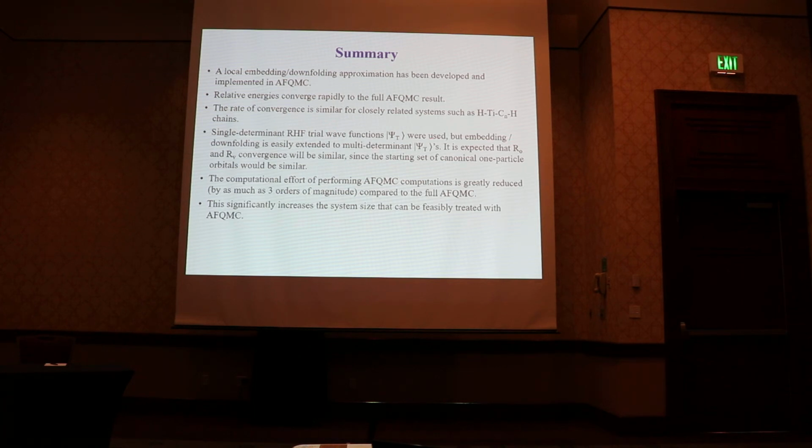It's very straightforward to use multi-determinant trial wave functions in situations where the systems are even more strongly correlated. We believe the convergence will be similar to what we're seeing here, since you're just starting with a different set of canonical one-particle orbitals, like natural orbitals or something. We find that the computational effort is greatly reduced by as much as 3 orders of magnitude compared to the full AFQMC calculations for these systems, and so this significantly increases the system size that can be feasibly treated with a many-body approach. So thank you.